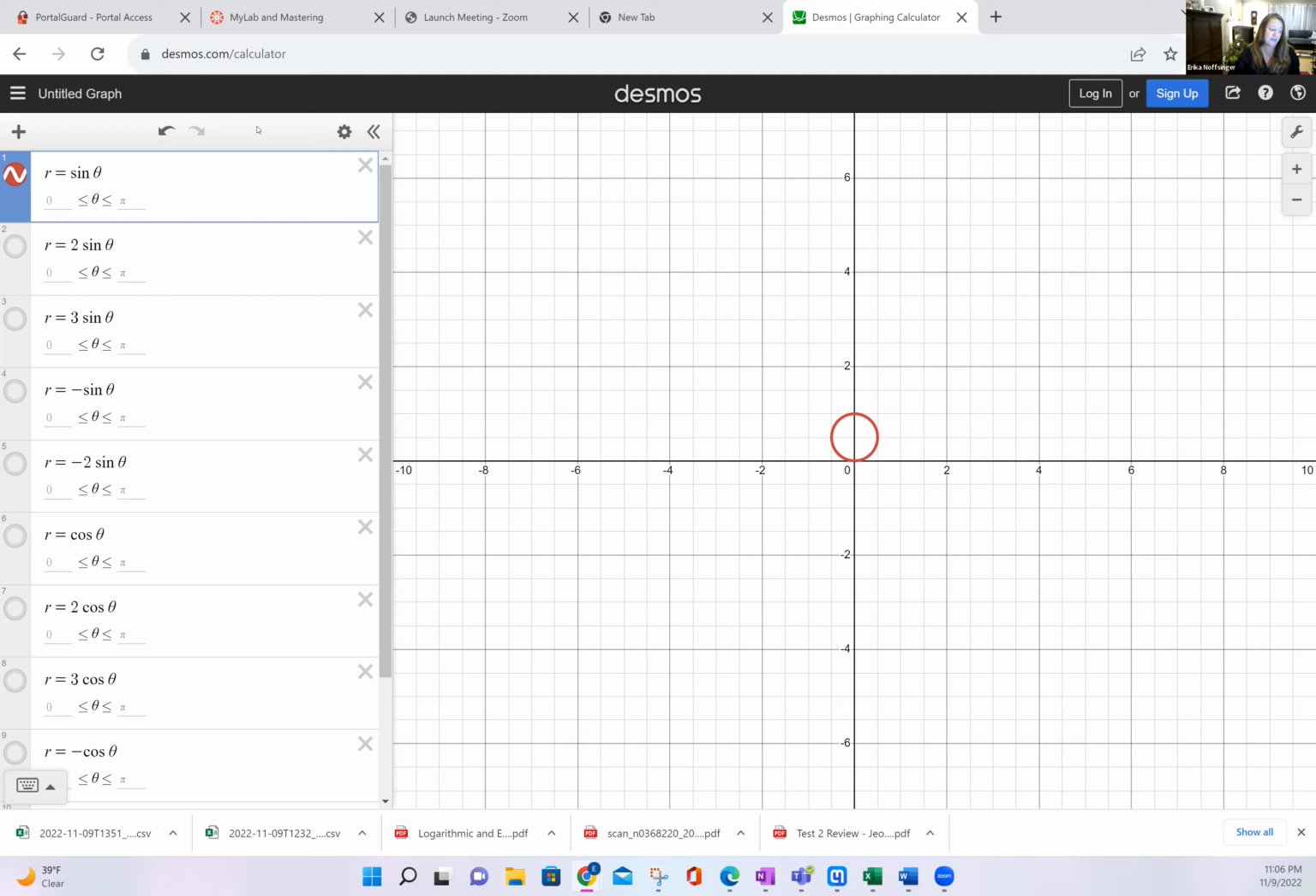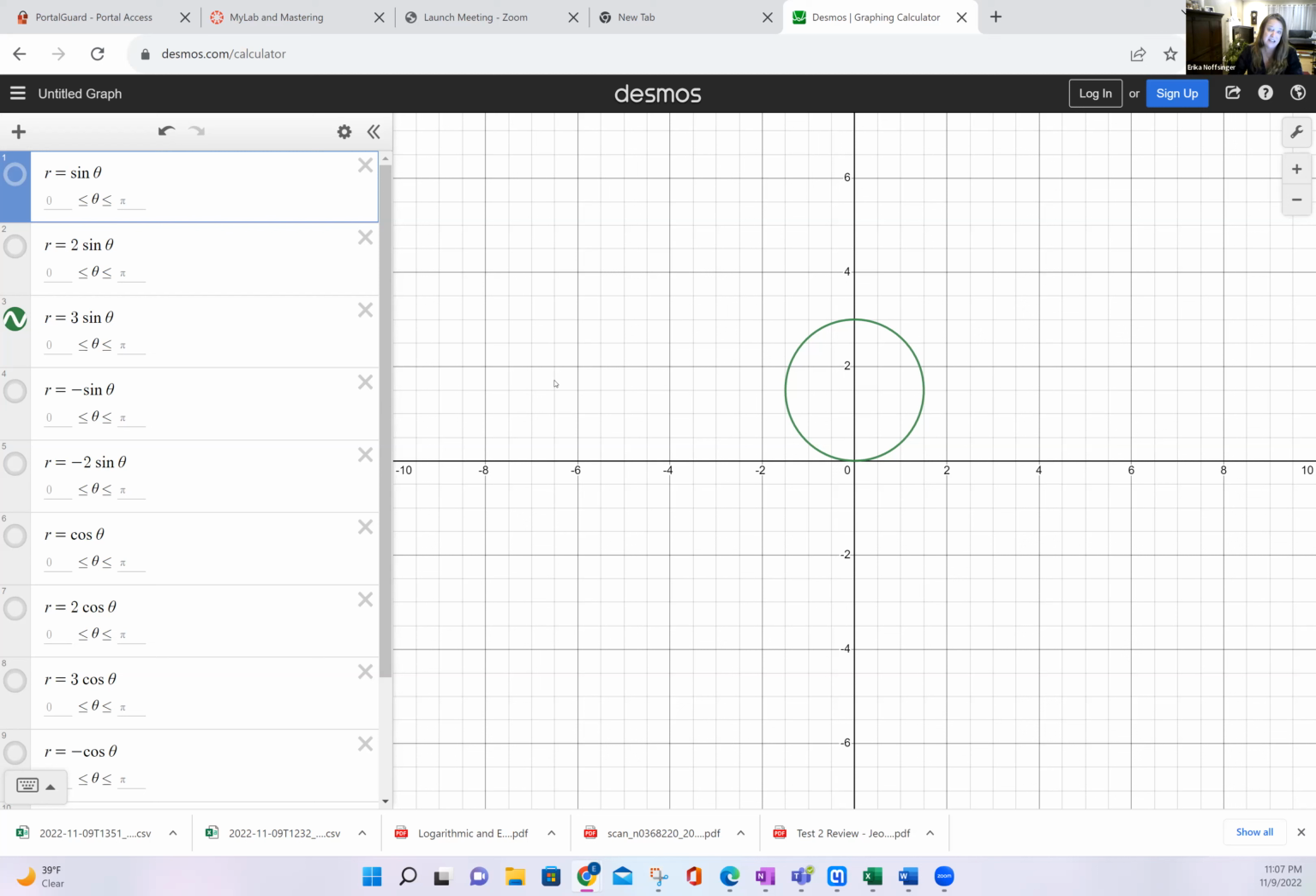So let's look at what happens if I put 2 in front of my sine theta. Notice here, my center is at 0, 2, and my radius is 2. So up 2, right 2, down 2, left 2. If I put r equals 3 sine theta, it looks like my center is going to be at 0, 3, and my radius is going to be 3. Let me turn off the other ones for a second. So here, the green is centered at 0, 3, and notice that our radius is 3.